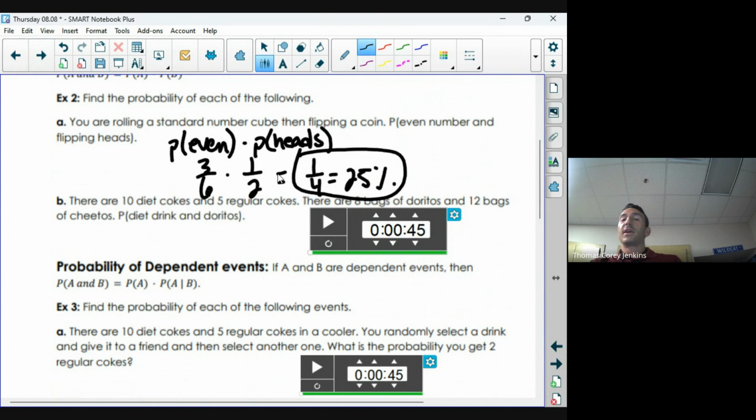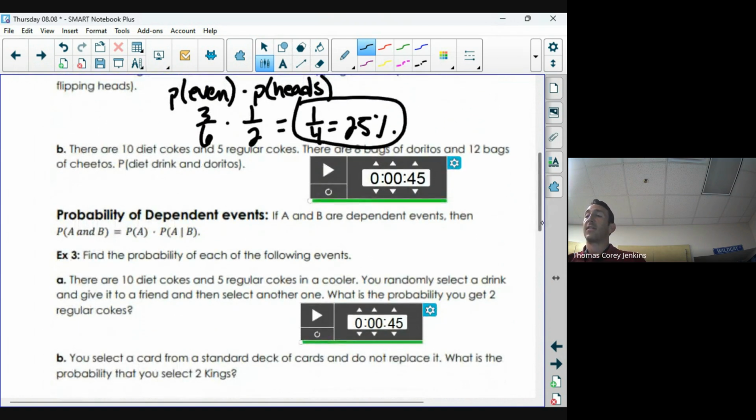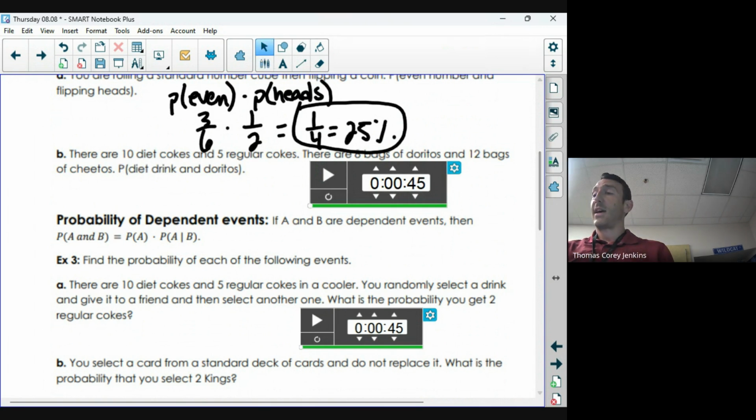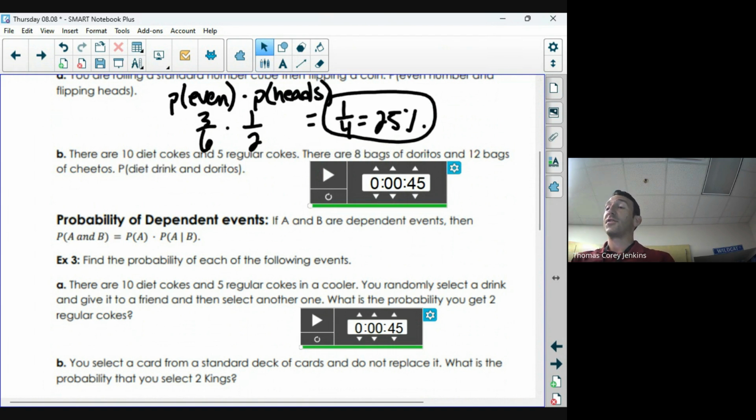All right, you guys go ahead and try B. This is another independent event because we have 10 diets and 5 regular Cokes, so 15 drinks. 8 bags of Doritos and 12 bags of Cheetos, so 20 bags of chips. And then we're selecting a drink and a bag of chips, so independent. Take about 30 seconds there and see if you can come up with that probability. Probability that we draw a diet drink and a bag of Doritos.